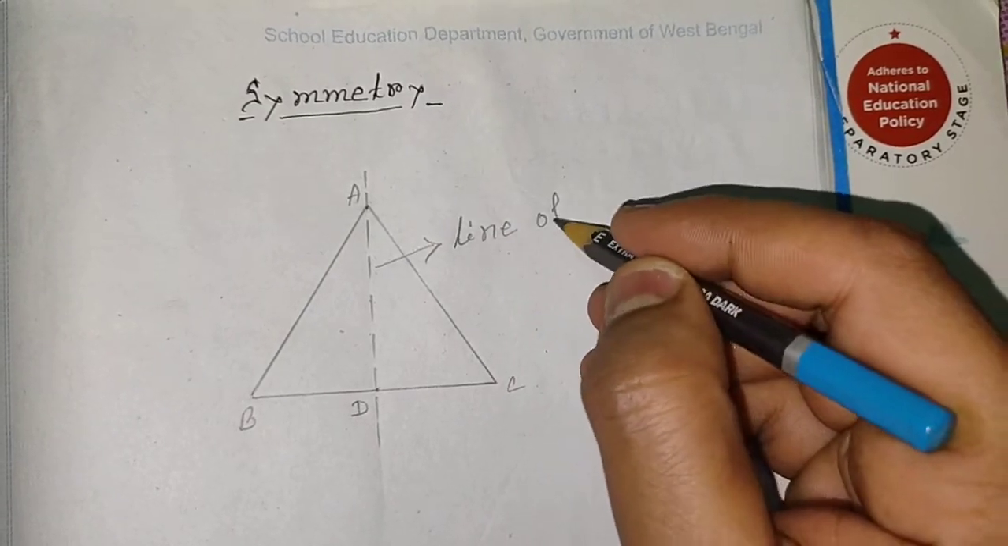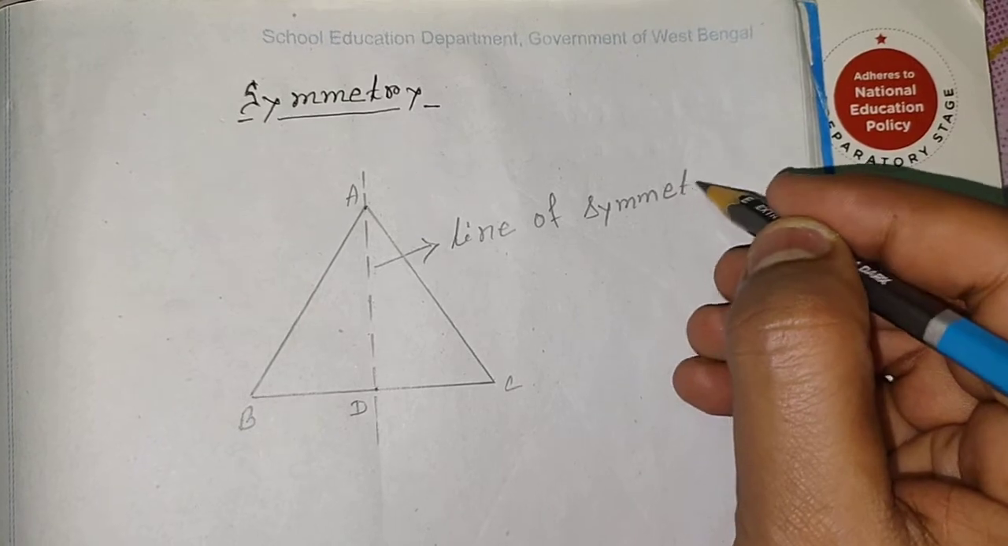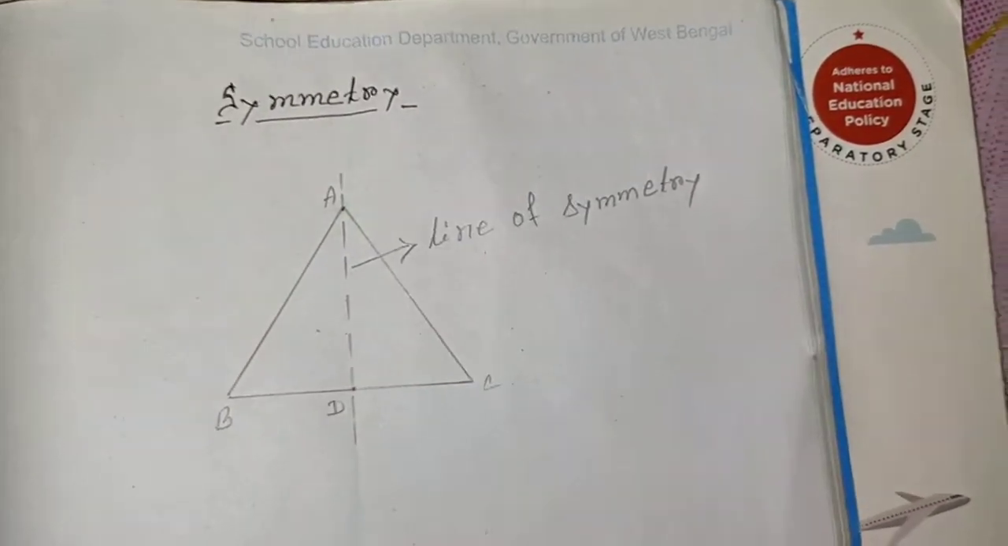Line of symmetry. Okay, so this line is called the line of symmetry.